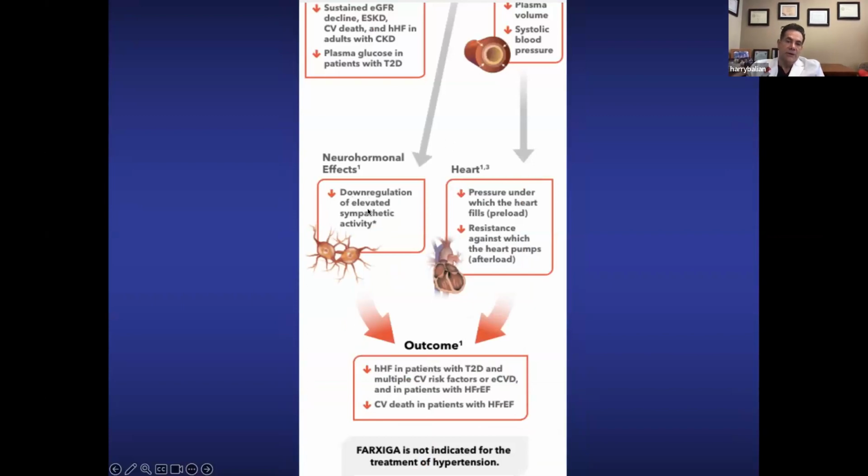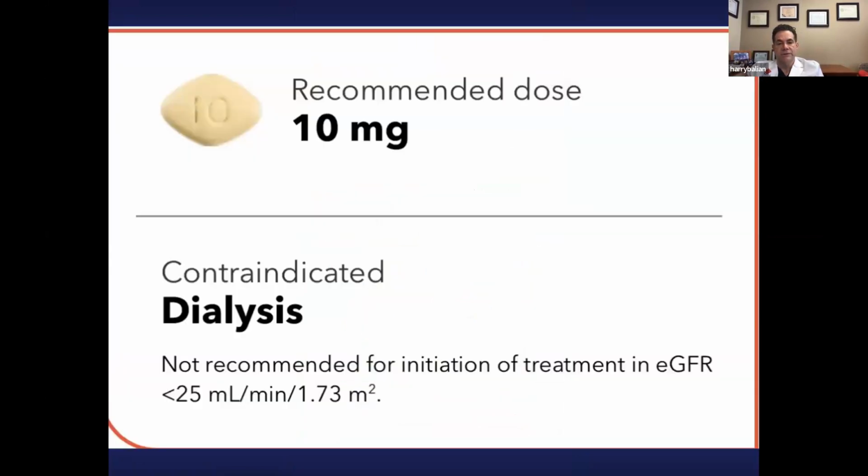Furthermore, you have downregulation of the elevated sympathetic activity, and you have decreased pressure under which the heart is filling, so namely decreased preload and decreased afterload. The outcome being decreased heart failure symptoms in patients with diabetes and multiple cardiovascular risk factors. So this is one of the reasons why SGLT2 inhibitors now have been incorporated in the guidelines in the treatment of heart failure in HFrEF patients. 10 milligrams is the recommended dose, and it's contraindicated in patients that are undergoing dialysis and or GFRs are less than 25.